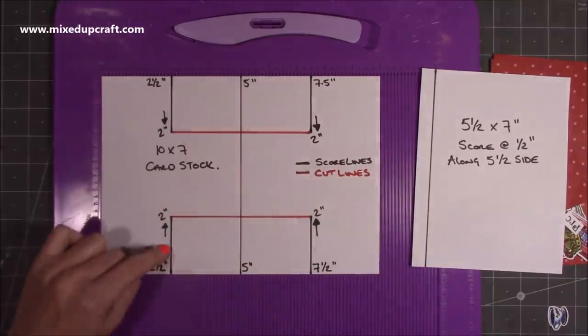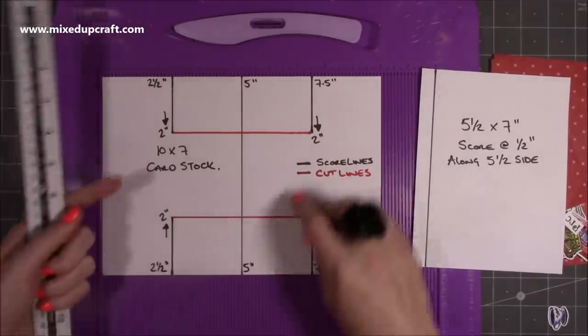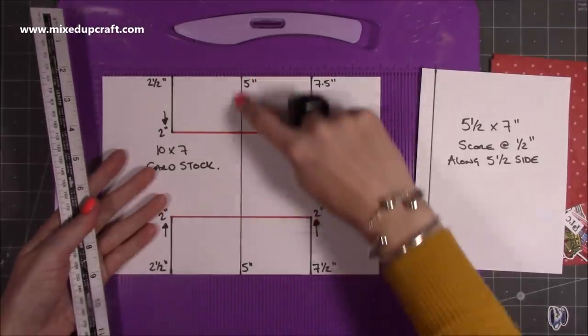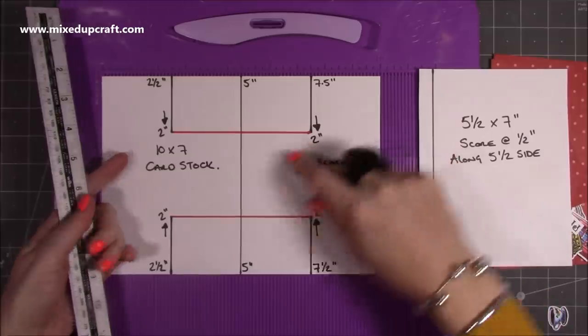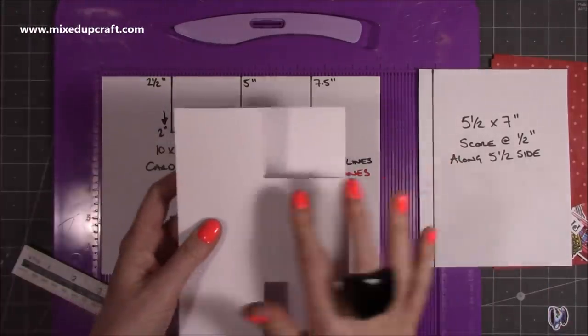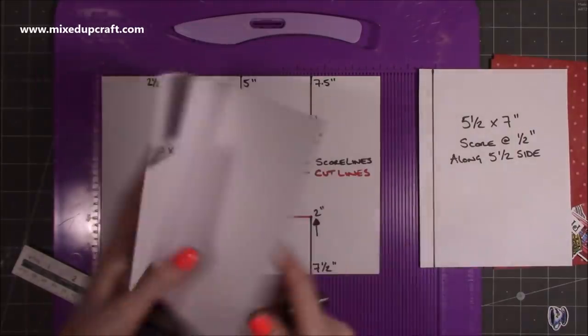And then come along here again with your ruler and just score down 2 inches and score up 2 inches. Because the black lines are the score lines, the red are the cut lines. So the only score line you're doing all the way through is the one at 5 inches, so that's that one. But you've got to make sure that you don't score here or here, because that's what gives you this nice piece on the front, and obviously there as well.